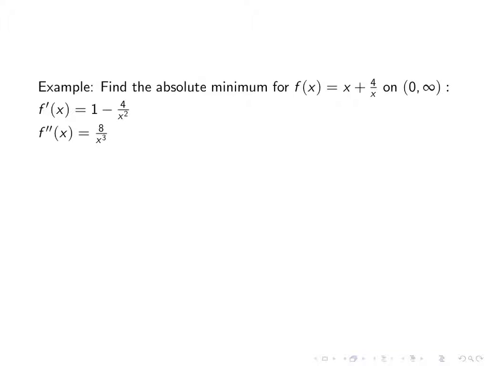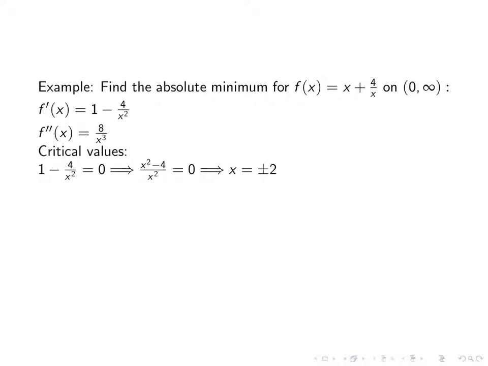While we're at it, f double prime is equal to, well, the 1 disappears and you get minus 4 times, and then you have an exponent of minus 2 here, so that gives you minus 4 times minus 2 is 8 times x to the minus 3, or 8 over x cubed. To find the critical values, you set f prime equal to 0, and you get 1 minus 4 over x squared equals 0. That implies, by multiplying both sides by x squared, you get x squared minus 4 equals 0. And then factoring, you get x equals plus and minus 2.